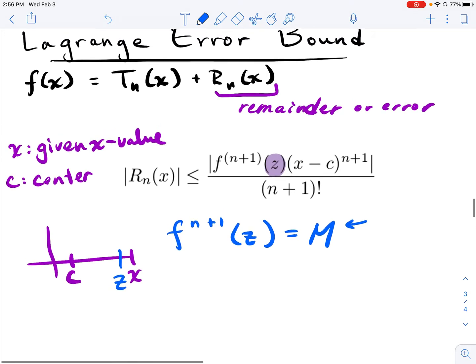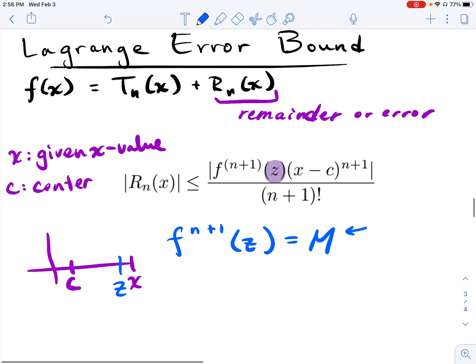Now, the place where students get the most tripped up when it comes to the Lagrange error bound theorem is that they're so concerned with trying to find this z value. And pragmatically speaking, the whole point of this theorem is to quickly assess how well our Taylor polynomial is modeling the function.